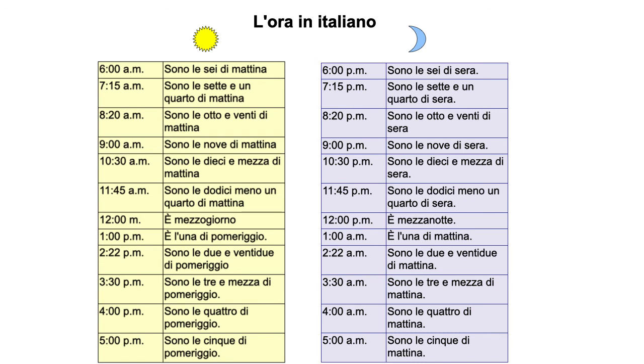So 1 a.m. is l'una di mattina. Right? With one you say è. 2:22 sono le 2:22 di mattina. 3:30 sono le 3:30 di mattina. 4 a.m. sono le 4 di mattina. 5 a.m. sono le 5 di mattina. Okay? This is how you tell the time in Italian.